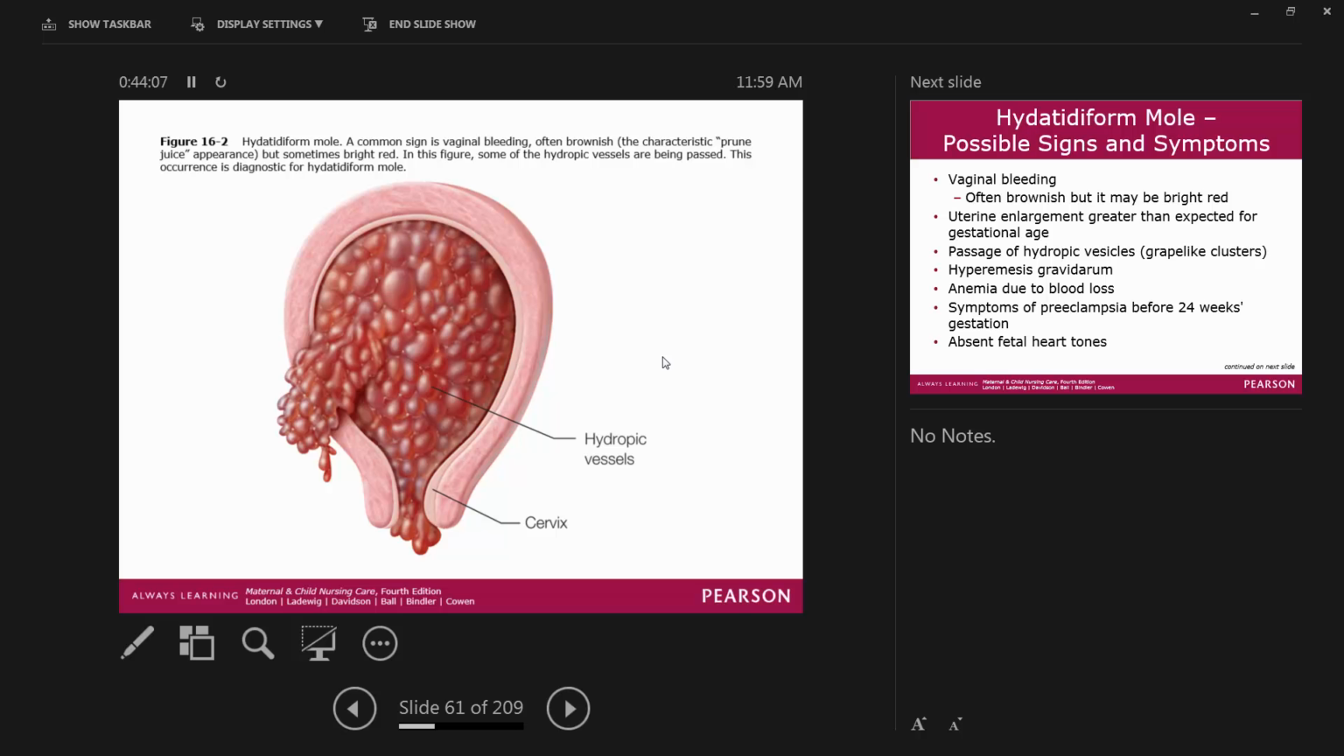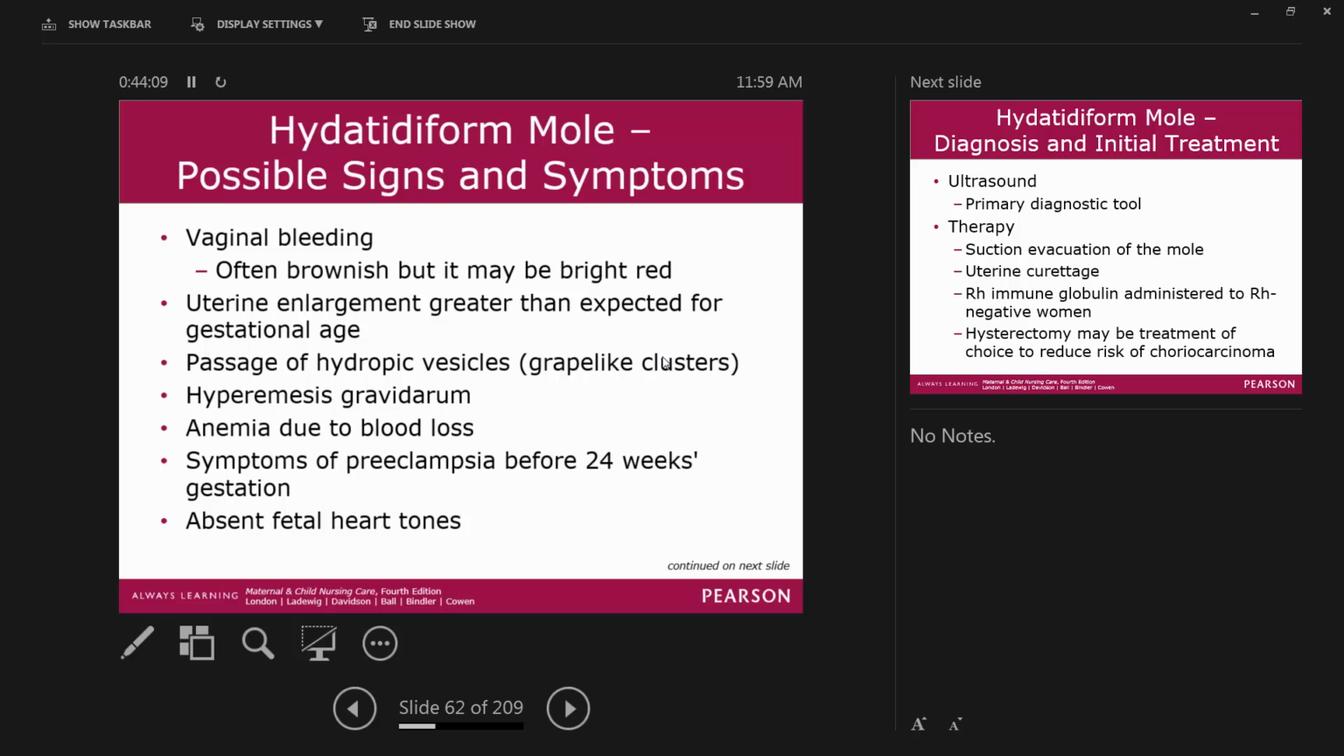Okay, and there's our picture. Here are our signs and symptoms. So we do have bleeding. We have an enlarging uterus. We may see those little clusters coming out instead of just bleeding. So blood loss, and then of course we have no heart tones. I have a question. Mhm. So with this, they don't necessarily have, like with a complete or incomplete, it still would give a positive pregnancy test. Yeah. Okay.